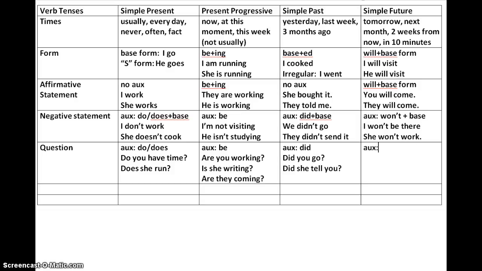In simple future, the auxiliary is will. We put that in front, and we have, will you visit? Will he buy it? Base form after will. Visit and buy are in base form. The auxiliary will is in front. The auxiliary did at the beginning. The auxiliary are. The auxiliary do. In the question, the auxiliary comes at the beginning of the sentence.